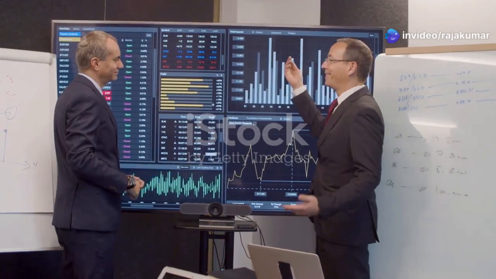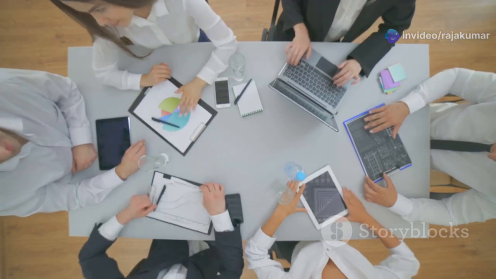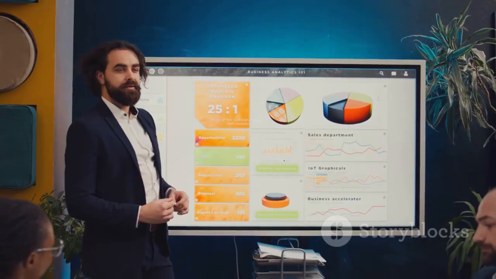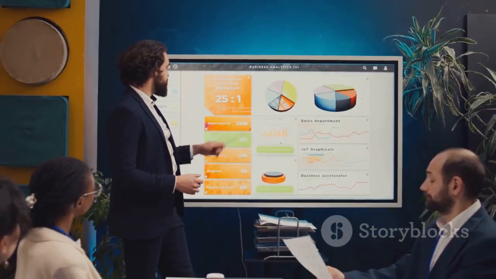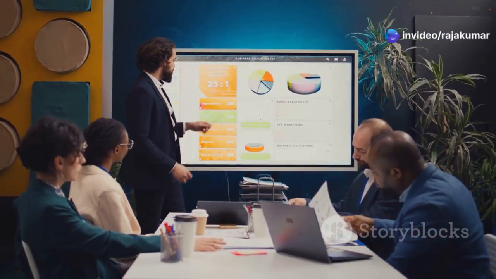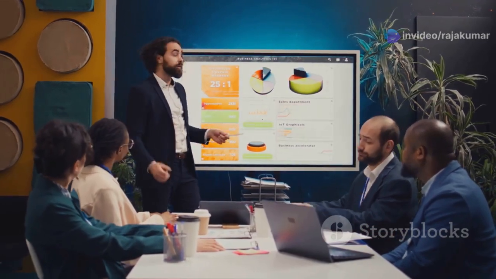Conclusion: embrace the power of data modeling. Mastering data modeling is essential for unlocking the full potential of Power BI and other BI tools. By understanding the fundamental concepts of data modeling, you can transform raw data into meaningful insights, empowering your organization to make informed decisions and drive business growth.